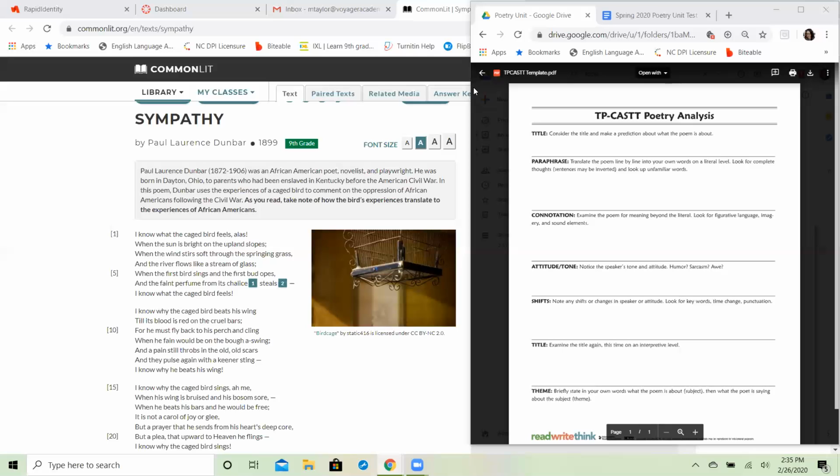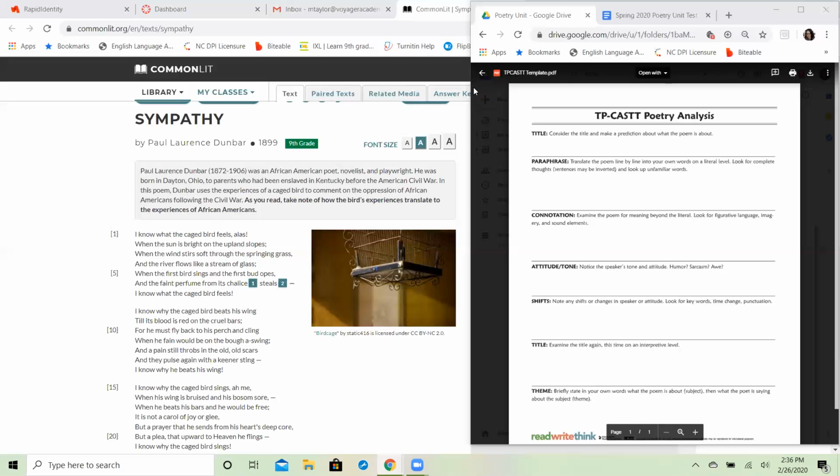For example, in lines 8 and 9 of the poem, "I know why the caged bird beats his wing till its blood is red on its cruel bars." The connotation there is that this bird is struggling. This bird has had hardship, and this hardship and struggle is clearly evident based on other aspects that the viewers can now see thanks to the imagery Dunbar uses.